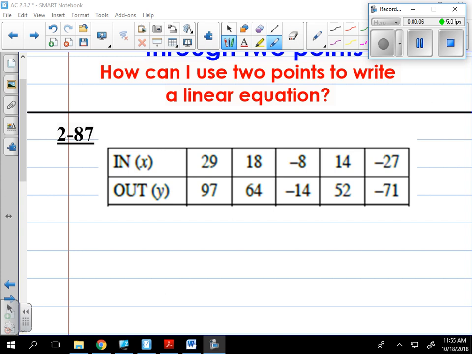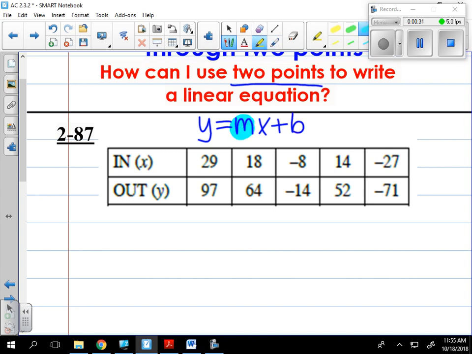Okay, today these are your notes for 2.3.2 with the essential question, how can I use 2 points to write a linear equation? So this is different than last block because last block I gave you your slope and a point. Okay, so we've actually got one additional step now. And remember that whenever you write an equation, it's in the form y equals mx plus b, where m is our slope and b is our y-intercept.